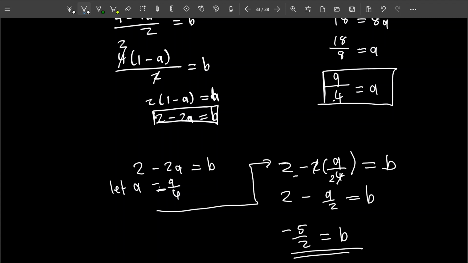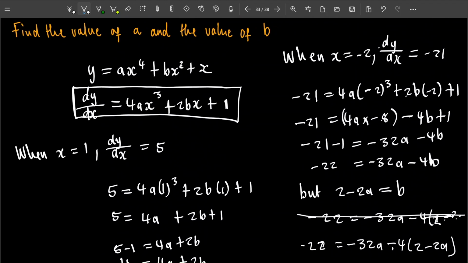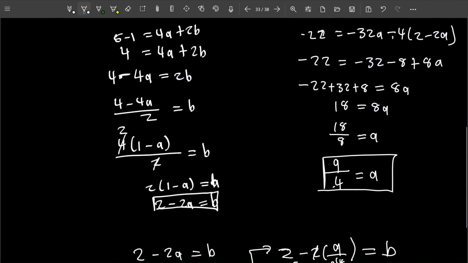But the main thing was to identify that this was a differentiation question. Use the power rule to differentiate each part, and then just apply the few things that we have been taught.